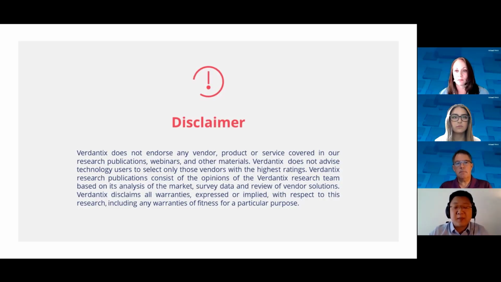A quick disclaimer: we are an independent research and analyst firm. That does mean that we do not endorse any particular vendor, product, or service covered in our research publications. Having said that, we are looking forward to sharing a couple of perspectives around the market landscape for ESG and sustainability, and also what we found in terms of market trends, market analysis, and especially best practices with data management systems specific to ESG and managing risks and identifying opportunities in this market landscape.